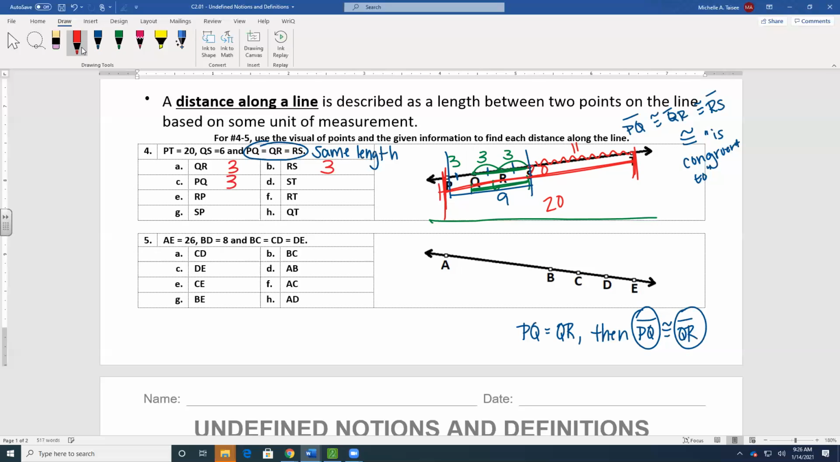3. How long is it from S to T? 3. How long is it from R to P? 3. Good. How long is it from R to T? 14. All righty. How long is it from S to P? 9. And from Q to T? 17. So if I have all of the figures marked and they're all distances marked in the figure, it makes answering the questions go a little bit faster. Okay? All right, you try number 5.